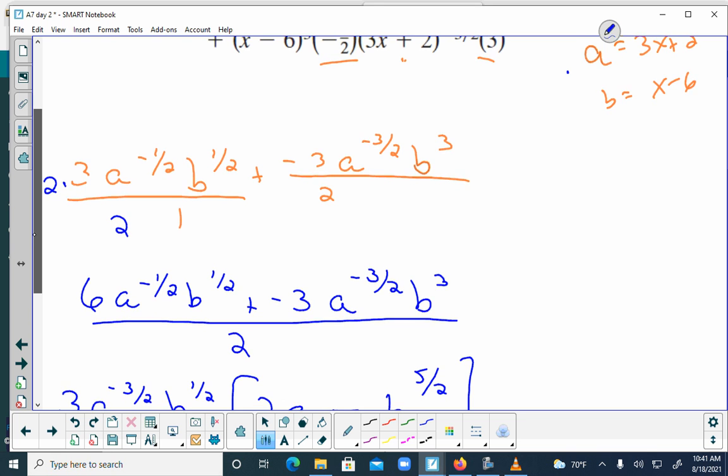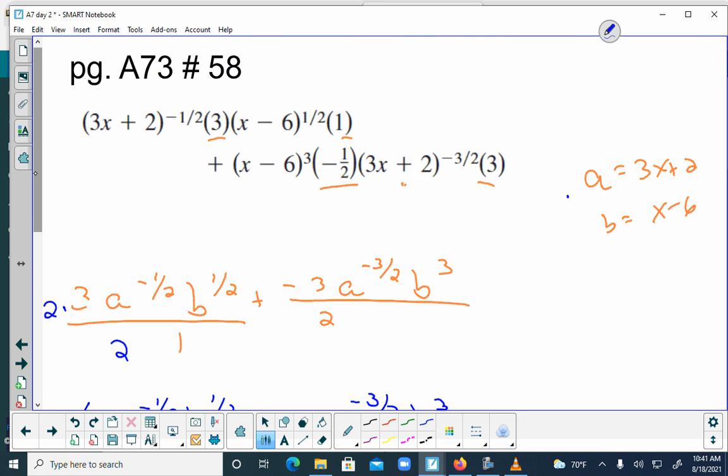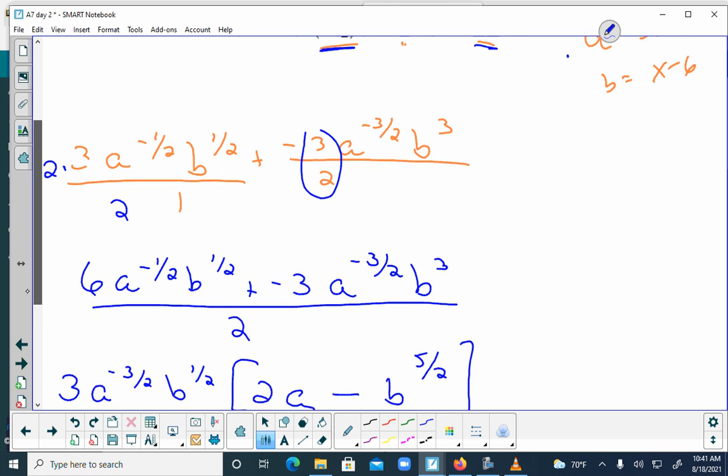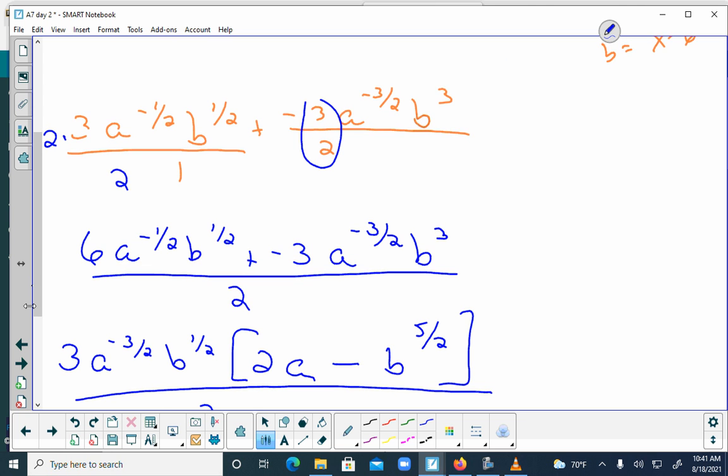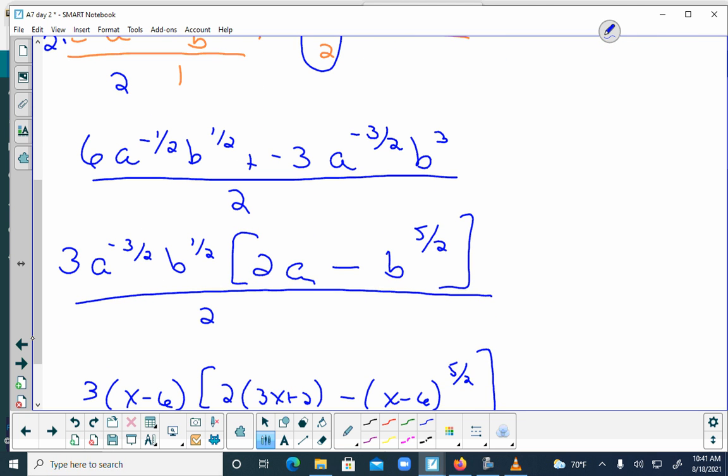So when I had this, I multiplied this times this, and that's how I got the 3 halves. When I factor out negative 3 halves, this one originally had an exponent of negative 1/2. So to find this new exponent, I took negative 1/2 minus a negative 3 halves, and that became 2 over 2, which is 1. So this exponent is 1.